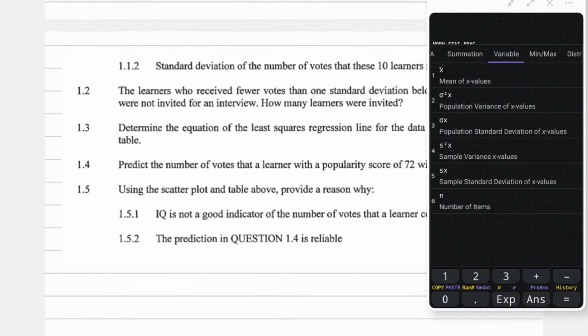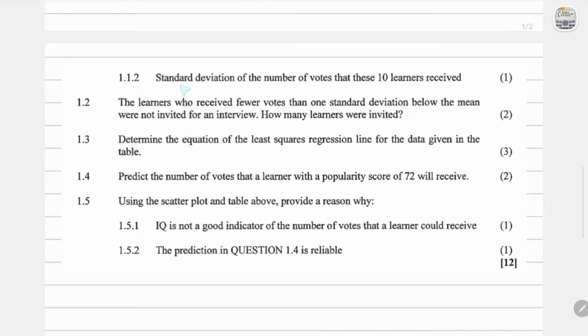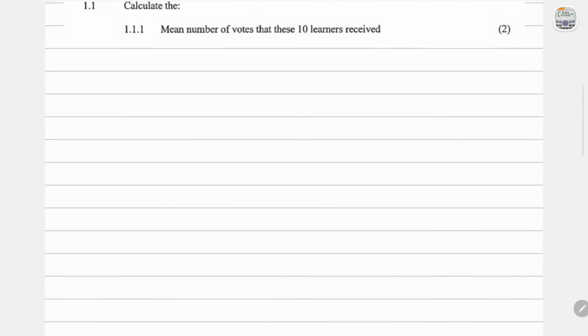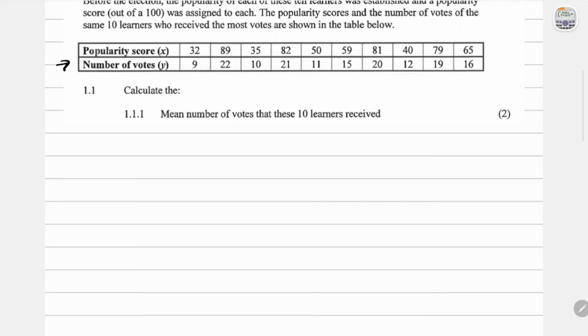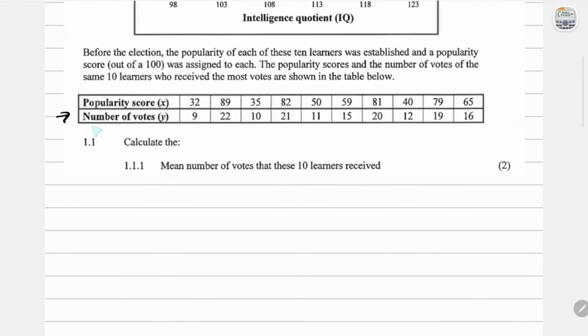So here's what I mean. You see with the other questions that we have here, look at the type of questions we have. Yes, they ask for the standard deviation, okay, of the number of votes. So that still has to do with this number of votes. But then they also ask for things like the learners who receive fewer votes than one standard deviation. Okay, it's still dealing with standard deviation of the votes. So it still deals with this.